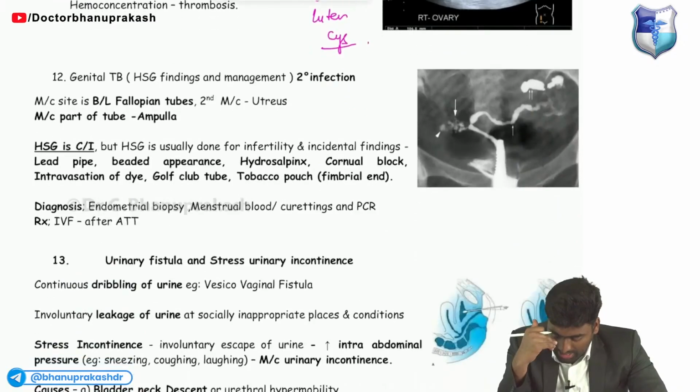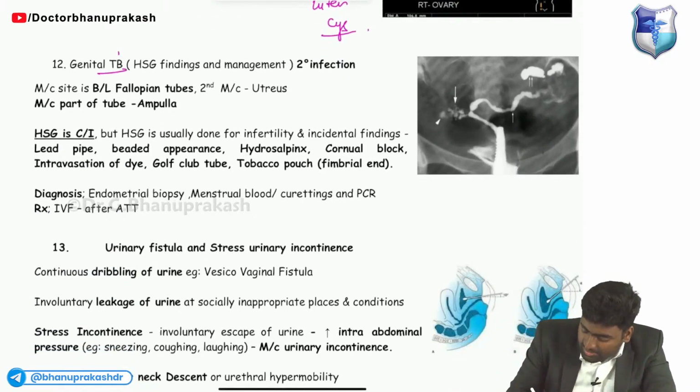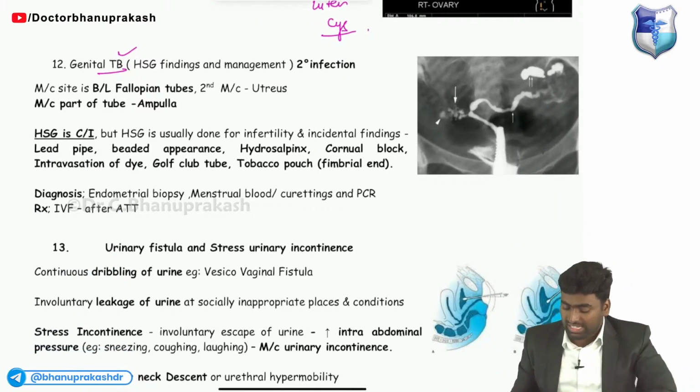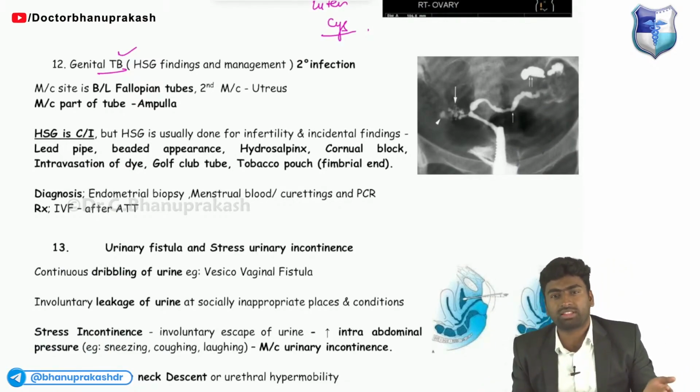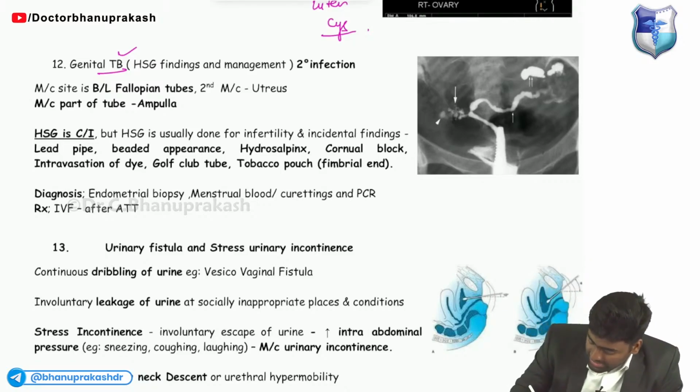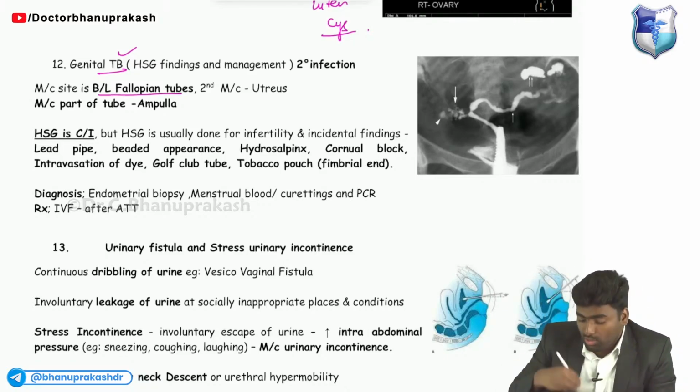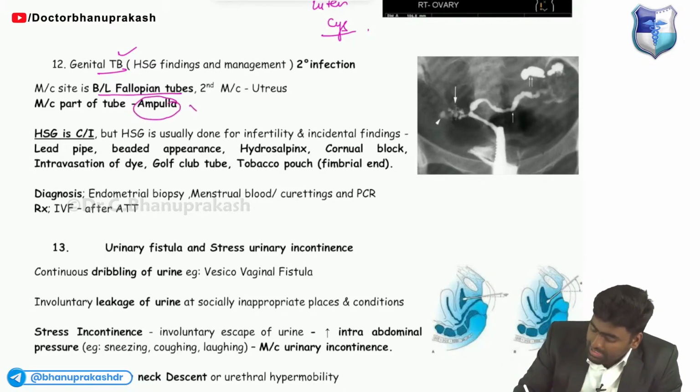Fine. Next, about this next condition, which is this genital TB. So we saw this kidney TB as well. Here we see this genital TB. So genital TB, it is also a secondary TB which spreads via this hematogenous route. So most common site, what? It is the fallopian tube, and in the fallopian tube maybe ampulla. Ampulla is the most common site.